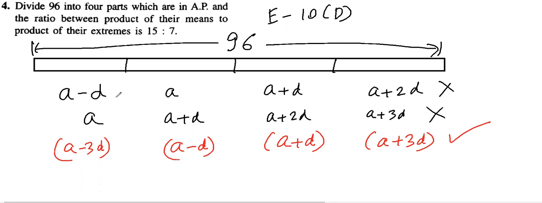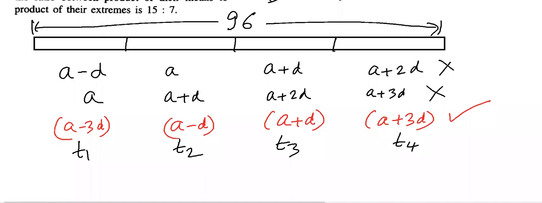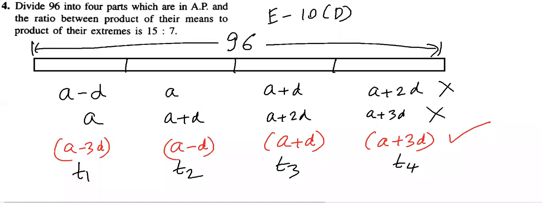So this is my required 4 terms, dividing 96 into four parts. This is the first part, second, third, and fourth, which are in AP. Is this in AP? Let's find whether it is in AP or not. This is term 1, this is term 2, this is term 3, and this is term 4. To say this is an AP, what do I need to check? I need to check whether T2 minus T1 is equal to T3 minus T2 and is equal to T4 minus T3 or not.